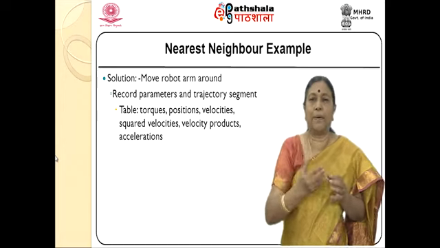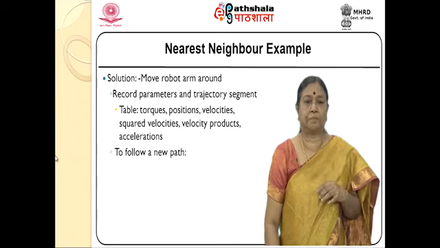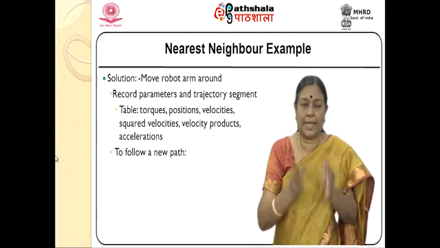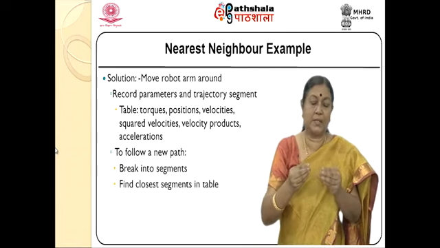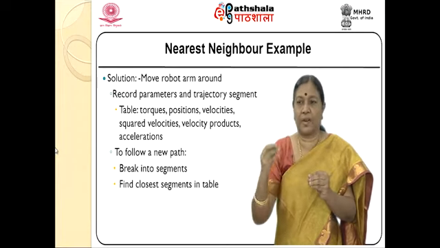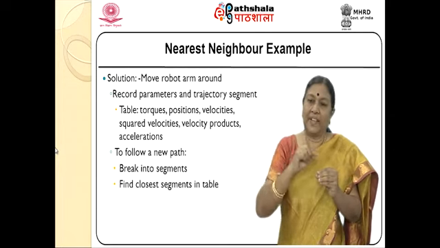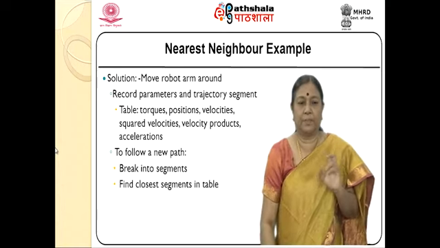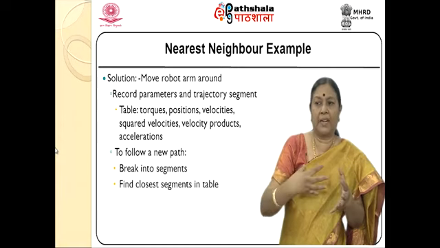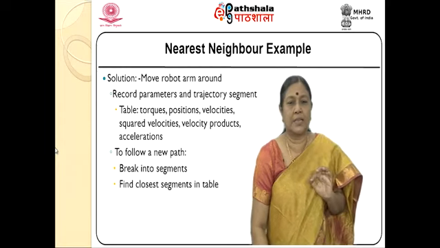In this case, for example, for a robot arm movement, these could be some of the parameters that you could consider. Okay. So, to follow a new path, you have to break the path into segments and find the closest segments in that table. That is, you have the path specified by the torques, the positions, the velocities, whatever is in the table, and you find that segment wherever it is nearest in the table. So, you find the closest segments in the table and get those torques, interpolate as necessary, so that you get a value. So, this is what we do for the nearest neighbor example.